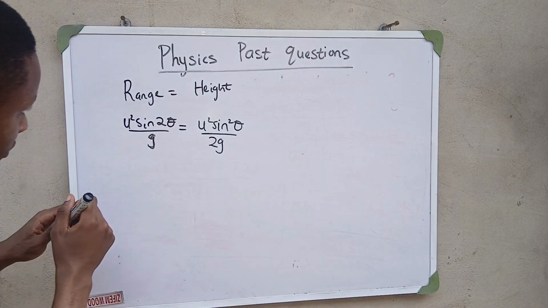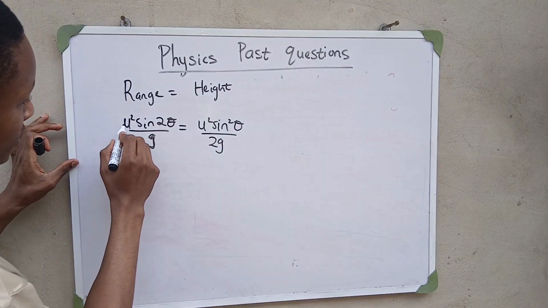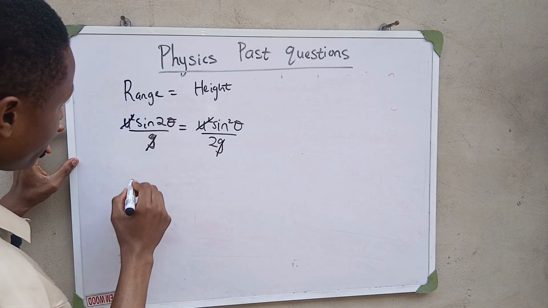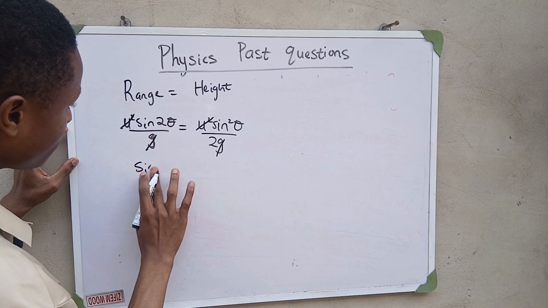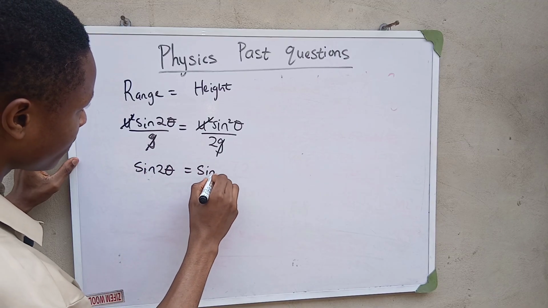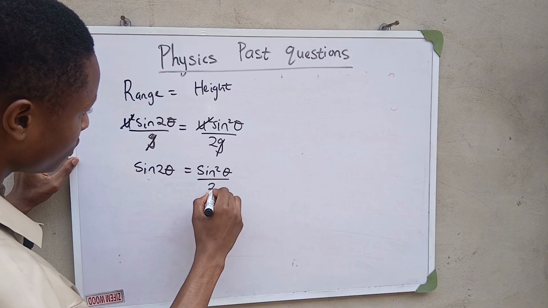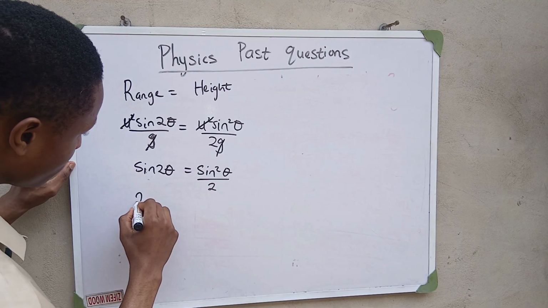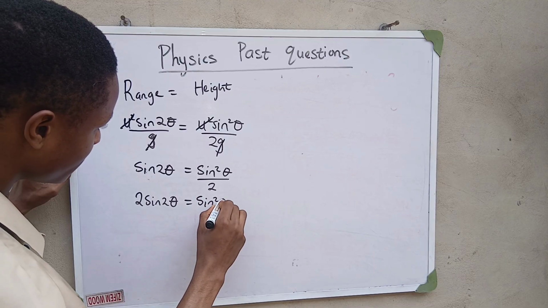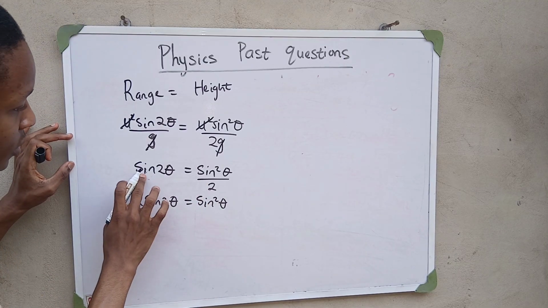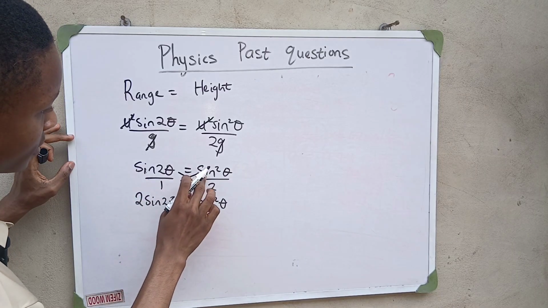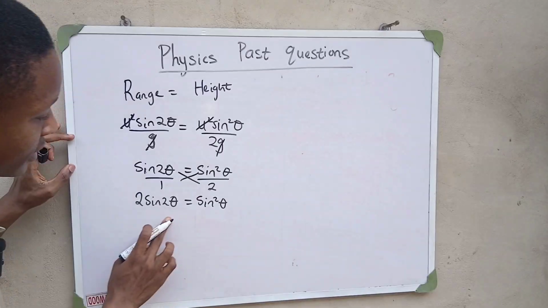So if you look, this is going to cancel this, and this is going to cancel this. So we are going to have sine 2 theta is equal to sine squared theta over 2. That means 2 sine 2 theta is sine squared theta, because this 2 goes here. When you cross multiply, this will multiply this and this will multiply this.